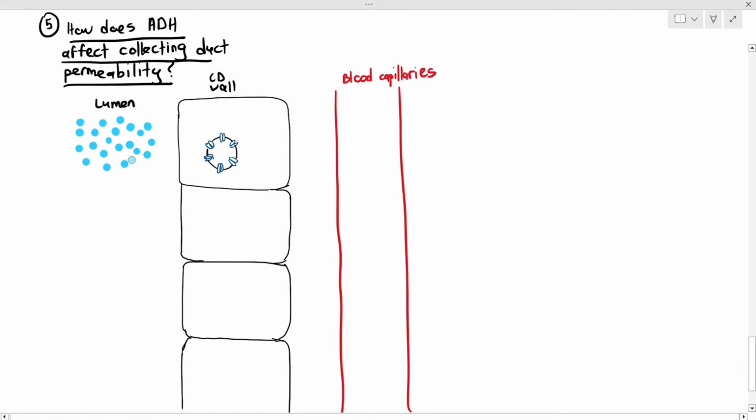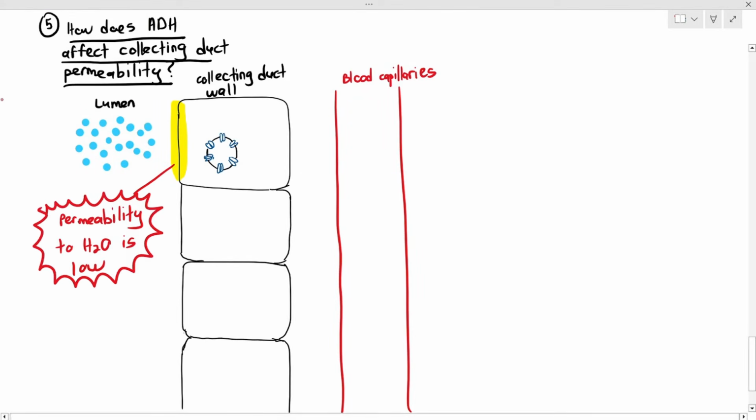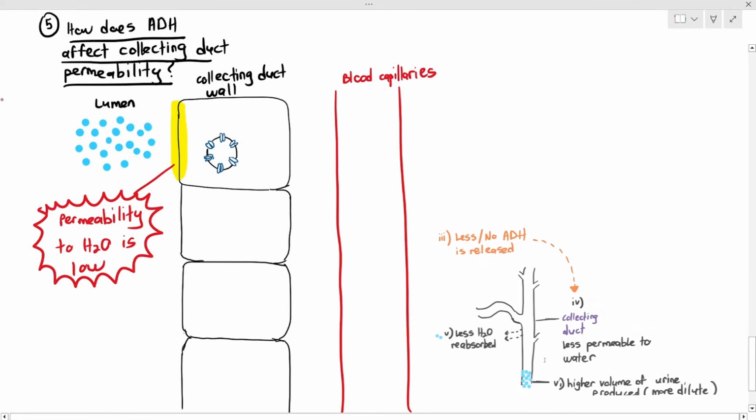So in this case, the part I'm highlighting is the cell surface membrane of the collecting duct. Is it very permeable to water? No, it's not. The permeability to water is very low because water might be able to pass through the phospholipid bilayer, as we have seen in chapter 4, but the water cannot do so very easily. The reason is because water is slightly polar. But the fact that water is quite small gives it the opportunity to pass through the phospholipid bilayer, but again, it does so with great difficulty. So in this case, reabsorption of water is extremely low.